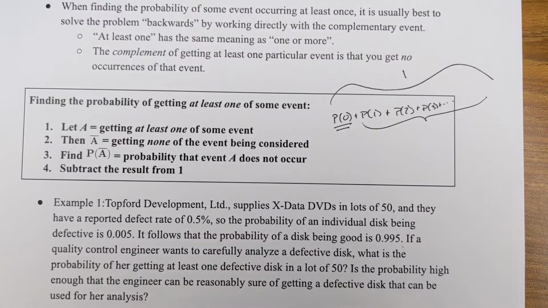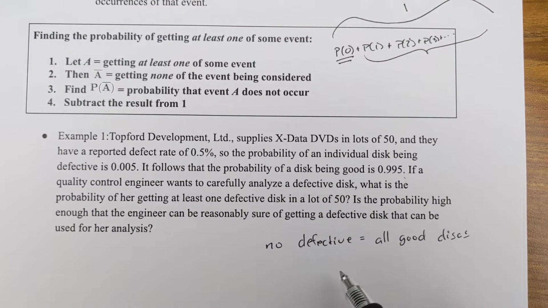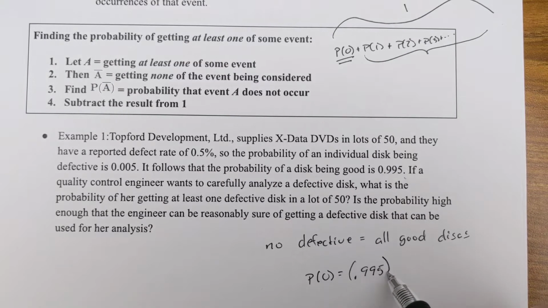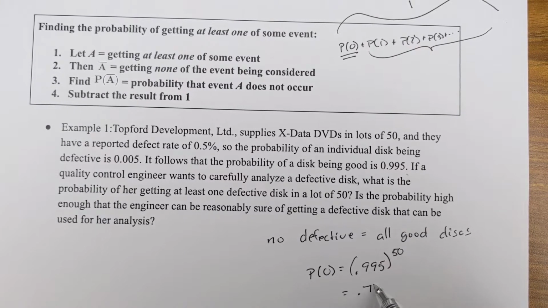So that means getting no defectives is the same thing as all good disks, off the screen again. So I need to find the probability of all the disks being good. So P of no defectives is 0.995, the likelihood that a disk is good, to the 50th power. There are 50 disks to check. So 0.995 raised to the 50th is 0.778.